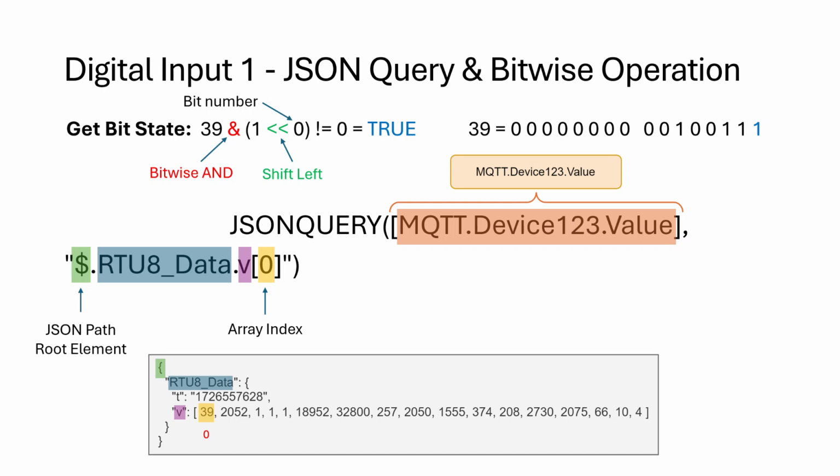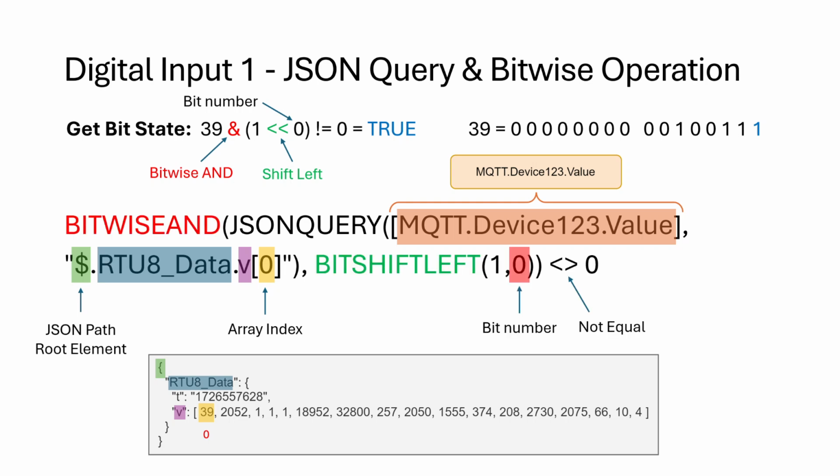As before, we need to use a JSON query function to pull out the digital input value from the payload array. In this case, we want index 0. Now that we have the digital input state, which is the number 39, or the binary representation shown above, we can do the bitwise operations.